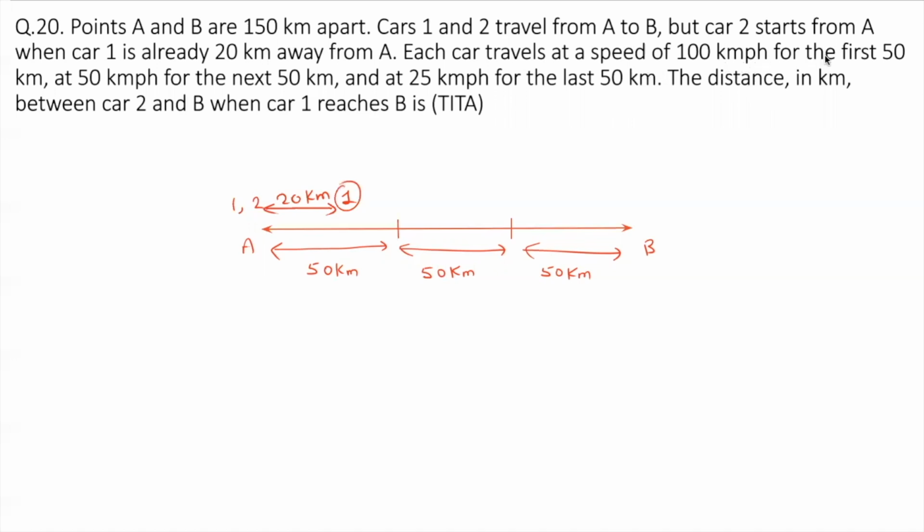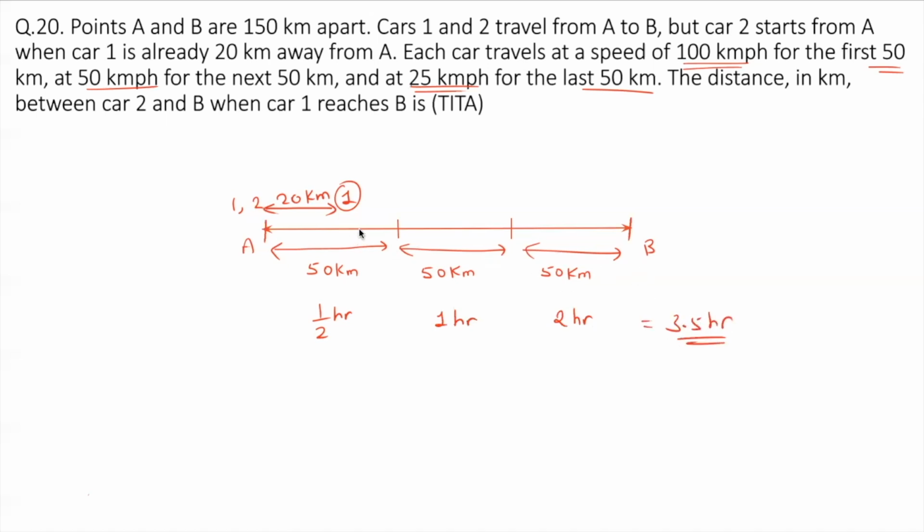Car 1 is covering the first 50 kilometers at the speed of 100 kilometers per hour. So for the first 50 kilometers, it will take half an hour. For the next 50 kilometers, car 1 will be at the speed of 50 kilometers per hour, so it will take 1 hour to cover the distance. And for the next 50 kilometers, it will be at the speed of 25 kilometers per hour, so basically it will take 2 hours to cover this distance. That means the total time taken by car 1 from A to B is half an hour plus 1 hour plus 2 hours. That is 3.5 hours.